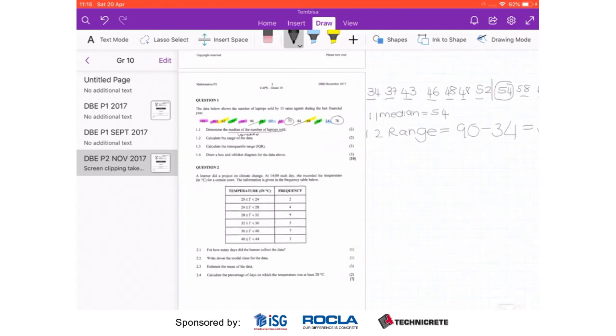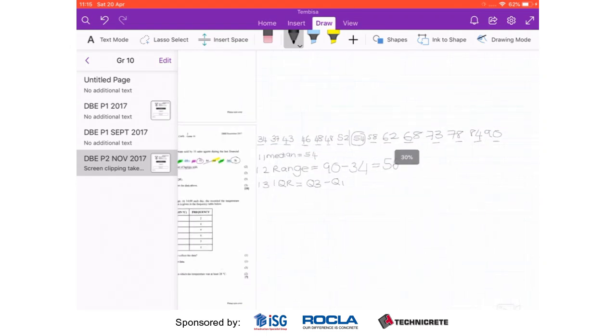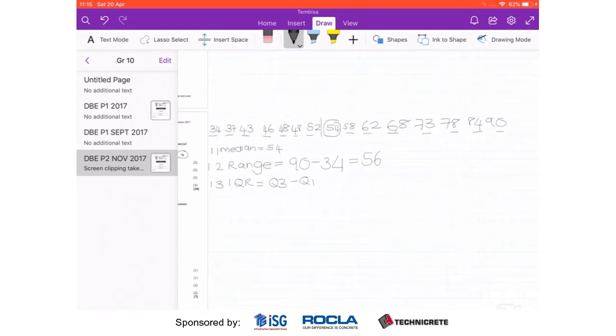Okay, calculate the interquartile range. So interquartile range is equal to Q3 minus Q1. And seeing as we found our median, how do you find Q3? You find Q3 by finding the median of the upper half, and the median of the lower half.